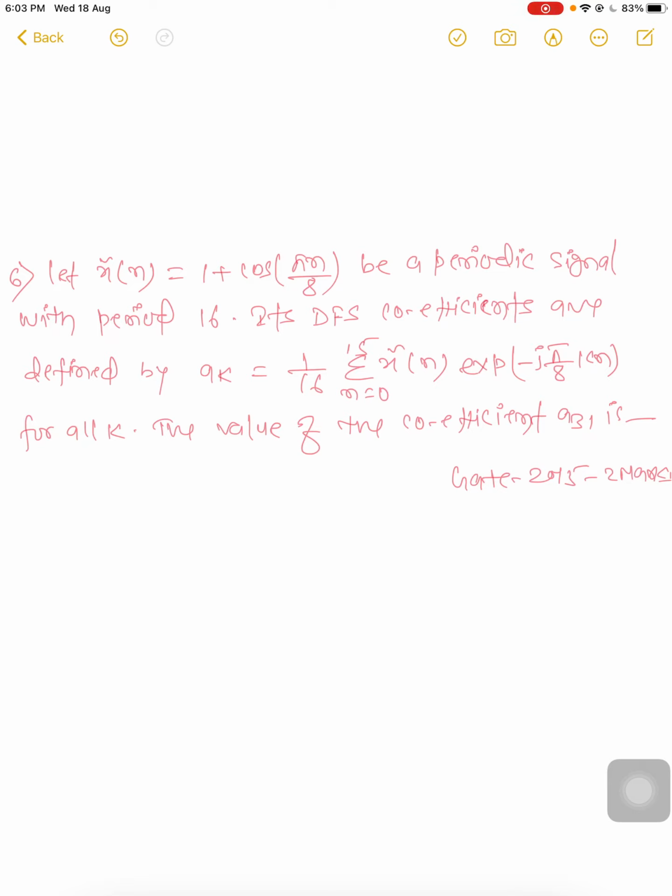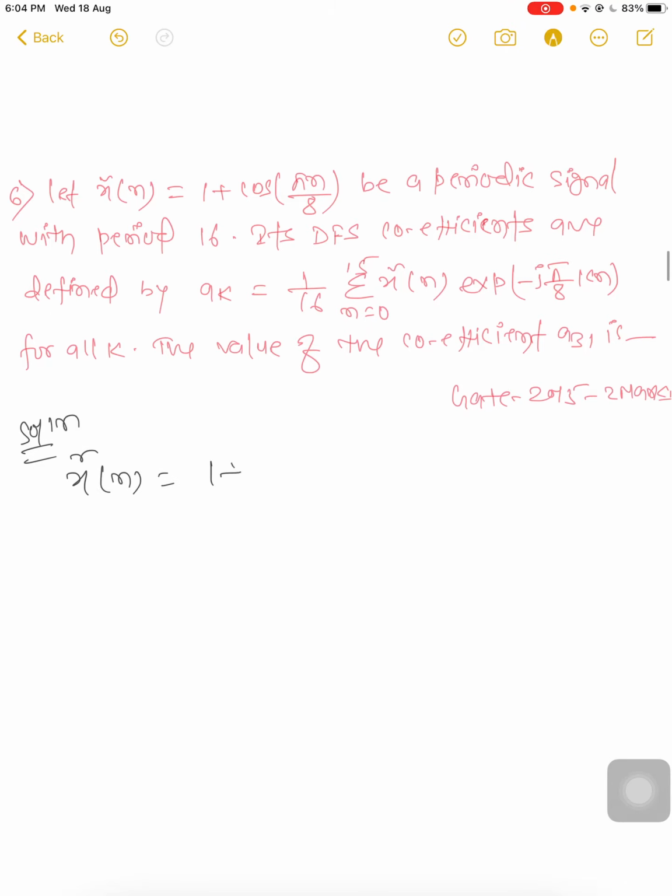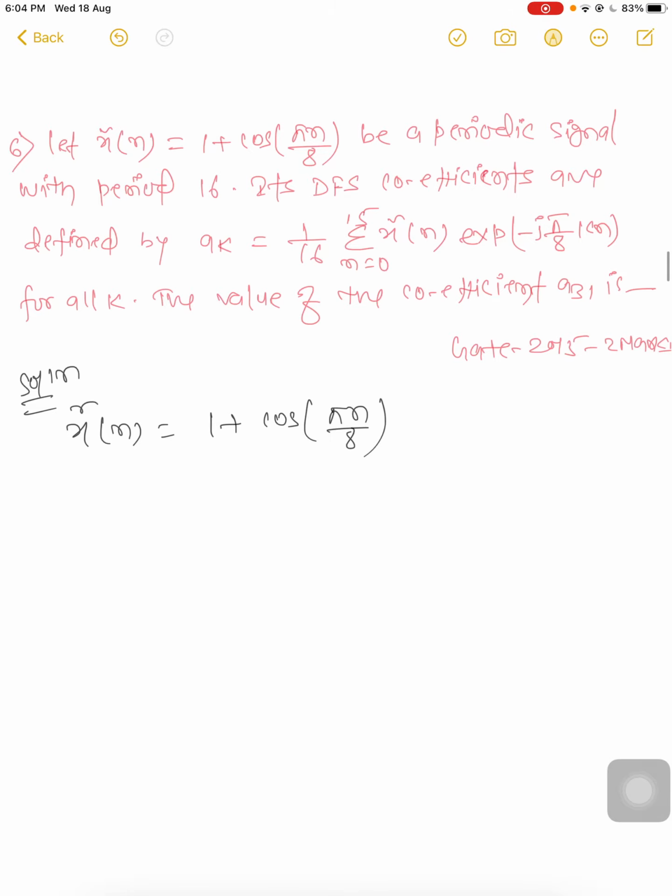Question number 5. Let x[n] is equal to 1 plus cos pi n by 8 be a periodic signal with period 16. Its DFS, discrete Fourier series, coefficients are defined by a_k is equal to 1 by 16, sum over n is equal to 0 to 15, x[n] exponential j pi by 8 kn, for all k. The value of coefficient a31 is? x[n] is given as 1 plus cos pi n by 8.